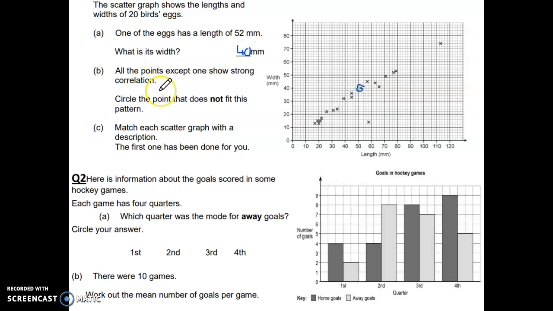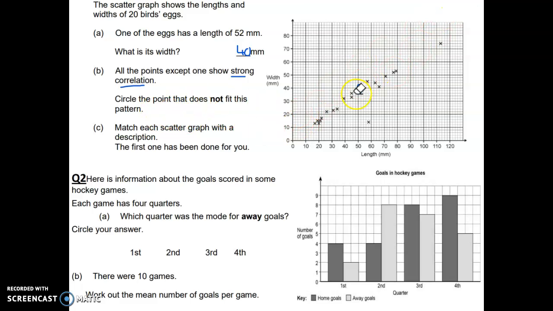All the points except one show what's called a strong correlation. A correlation is a relationship between these two sets of data. And you'd expect a relationship between the length and width of an egg, because the longer the egg, the taller it's going to be as well. So it says circle a point that does not fit this pattern.